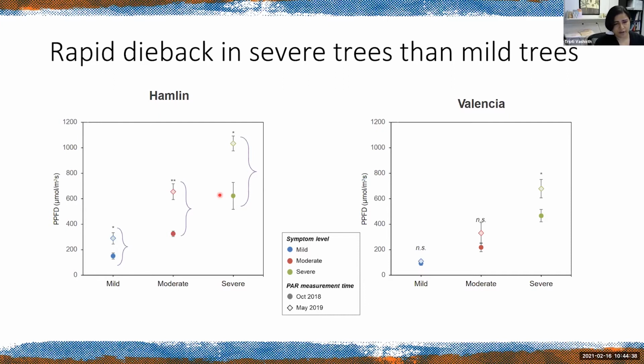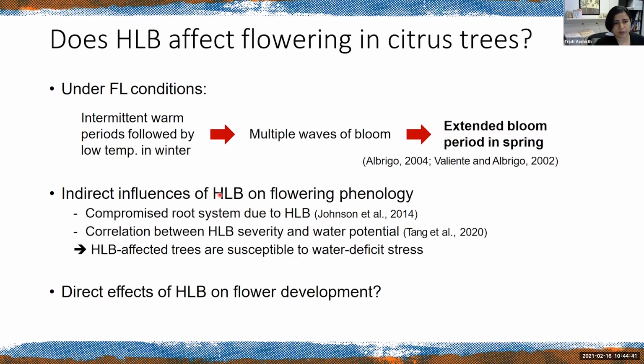Now talking about flowering a little bit. We were trying to answer if HLB affects flowering in citrus trees, and that is because the weather in Florida is, of course, very fluctuating. Therefore, we have multiple waves of bloom. We knew that from healthy trees. But with HLB trees, we also have a compromised root system. There is a correlation between water potential and HLB severity. Basically, severe trees have lower water potential, meaning they are going through more water deficit, and water deficit has an effect on flowering.